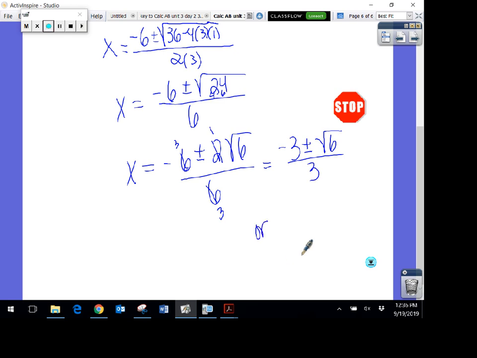Or if you want to break it up even more, negative 1 plus or minus root 6 over 3. I would leave it like this, but you just have to know that's the same. So if we did negative 3 over 3, root 6 over 3, you could get that answer right there. So just be sure.